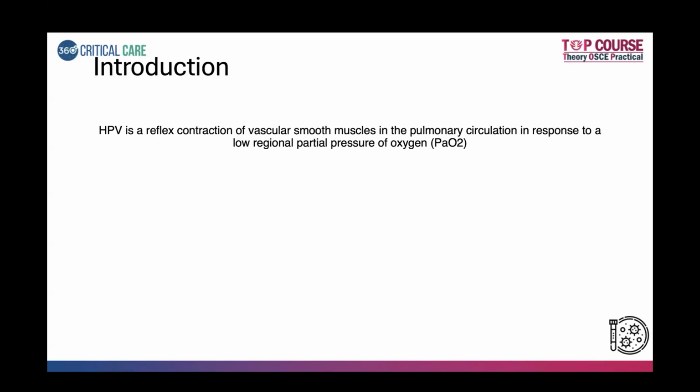Coming to the introduction, hypoxic pulmonary vasoconstriction is a reflex contraction of the vascular smooth muscles in the pulmonary circulation in response to a low regional partial pressure of oxygen. I'll just repeat it once more: it's a reflex contraction of the vascular smooth muscles in the pulmonary circulation in response to a low regional partial pressure of oxygen.